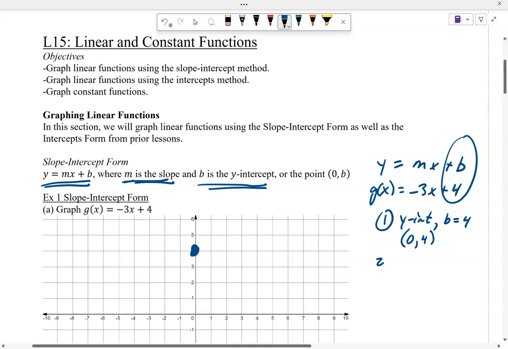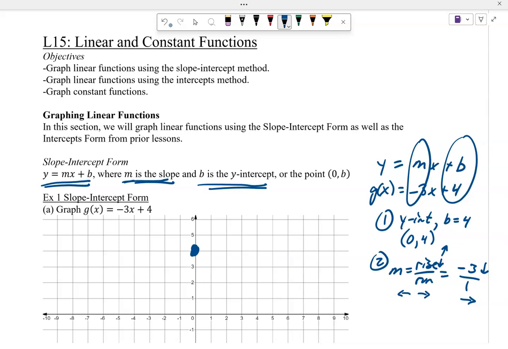So now we're going to use the slope. See how our slope is -3, the coefficient of x? Our m here is -3. Remember, slope is rise over run. So if it's -3, rise is the vertical change. That's your up or down movement. Now, since it's -3, I'm going to go down 3. And the run is the right or left, the horizontal change. So since it's +1, I'm going to go right 1. So I'm going to go down 3 from my y-intercept and right 1.